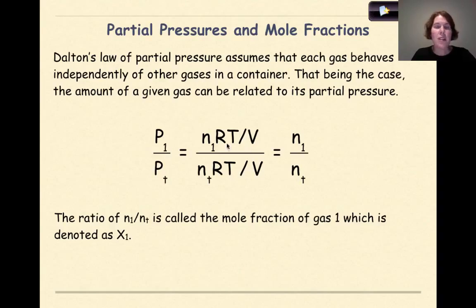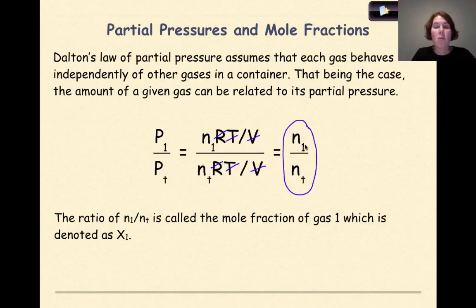What you can realize here, since we have these over each other, is that the gas constants cancel each other out, the temperatures cancel each other out, and the volumes cancel each other out. So really what we're left with is this thing right here, and that is known as our mole fraction.